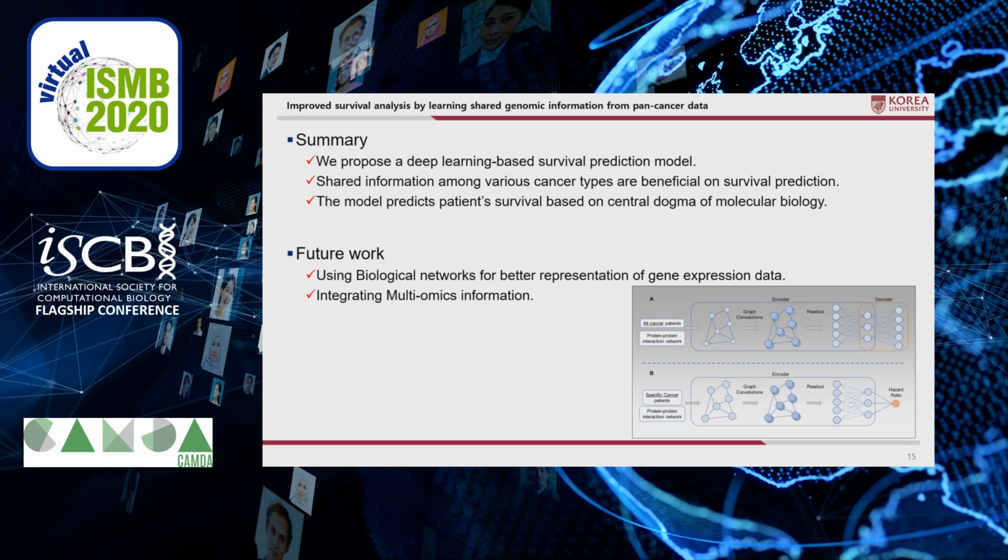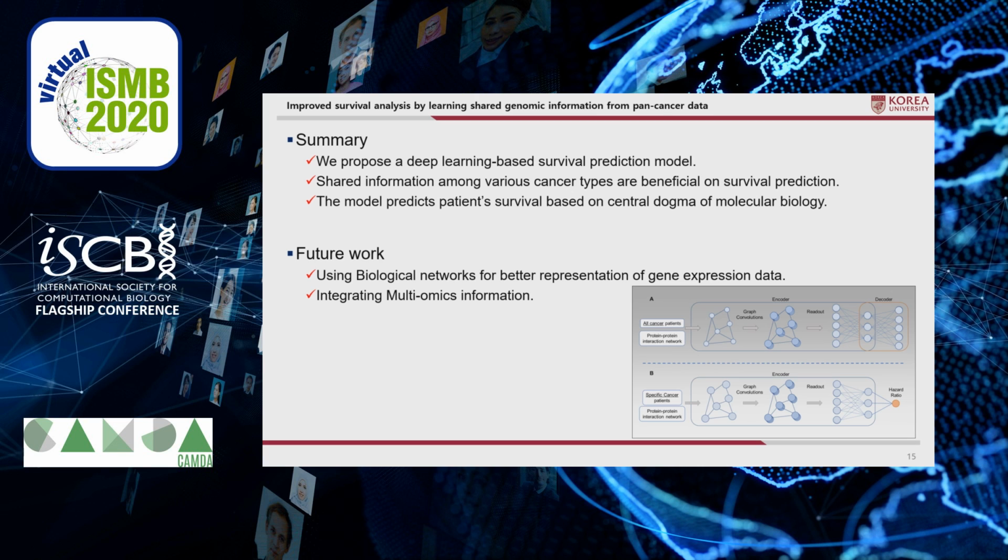Alright, in this work, we propose a deep learning-based survival prediction model using transfer learning. We show that the shared information among heterogeneous cancer types is beneficial for survival prediction. And we can find that our survival prediction model follows the central dogma, which means the model predicts survival based on biology, not just statistics.